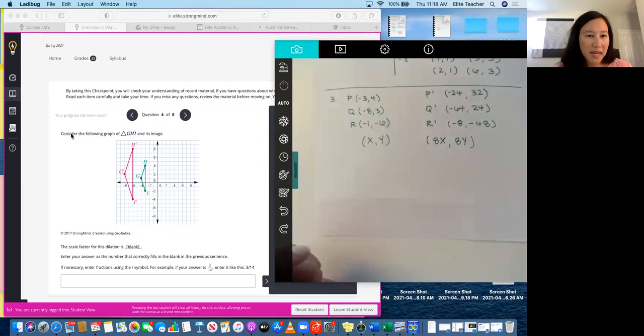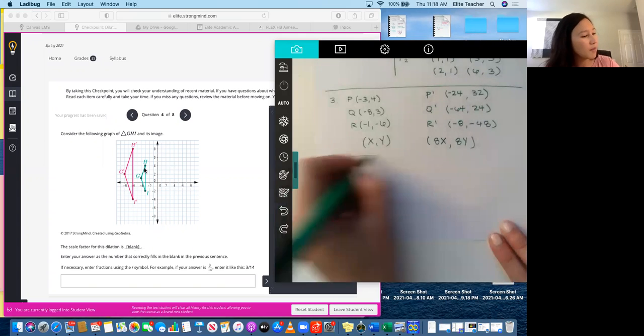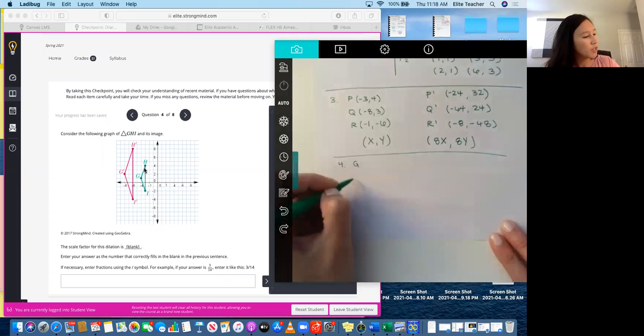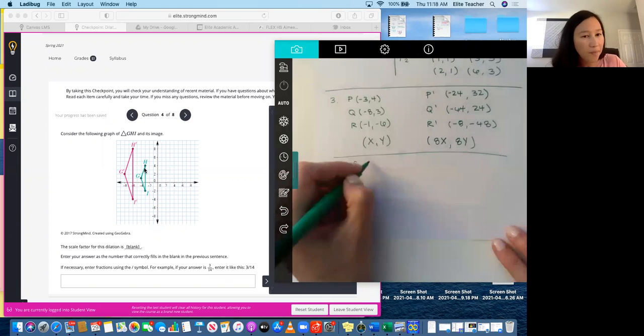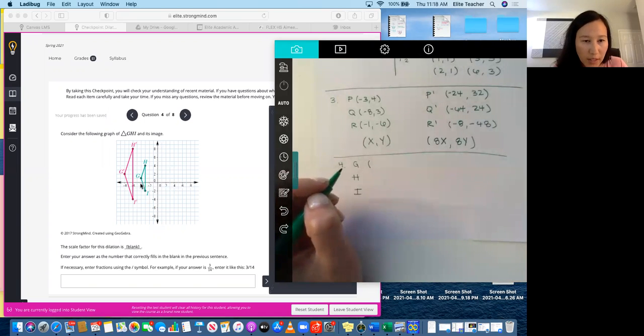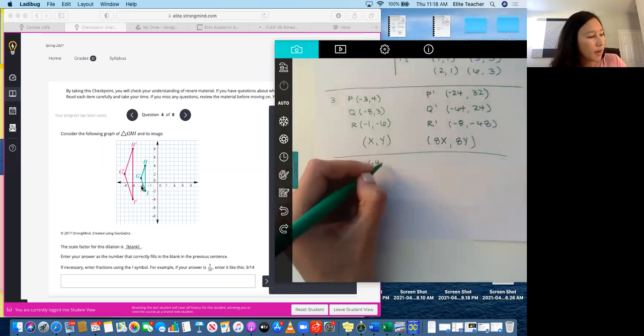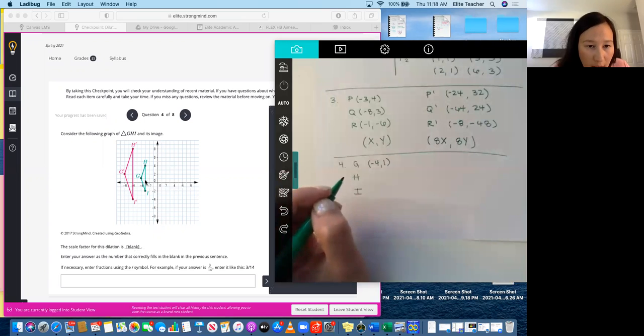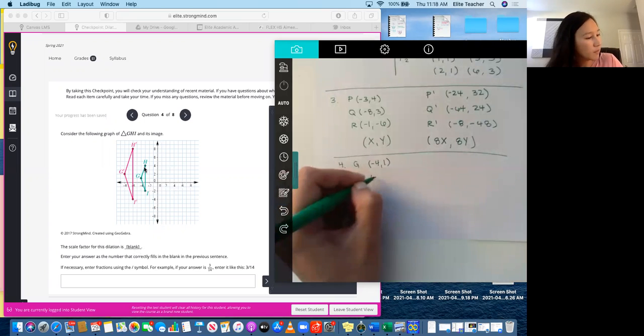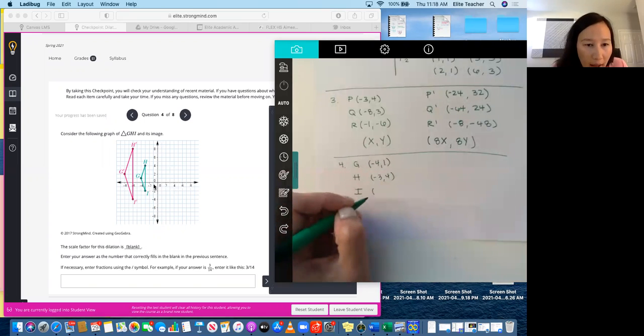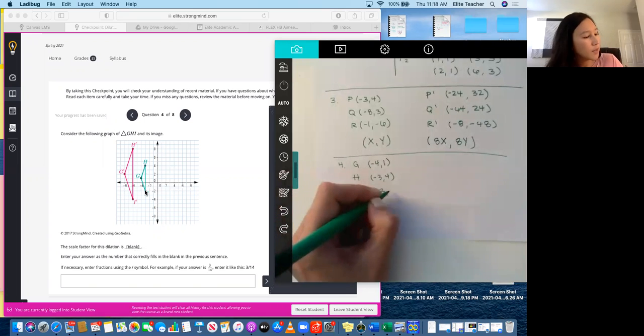So number 4 for me says, consider the following graph of triangle GHI and its image. The scale factor for this dilation is blank. So we're trying to figure out what the scale factor is. We want to start with our pre-image, which is GHI. So we have point G, point H, and point I. You want to write down the points first. G is -4, 1, and H is -3, 4.